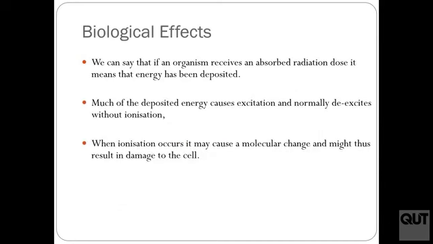If we say that an organism has received an absorbed radiation dose, it means that there's been energy deposited. Much of the deposited energy causes excitation, and it normally just de-excites without ionisation. So it just goes away pretty quickly. When ionisation does occur, it can cause molecular change and thus could result in damage to the cell.